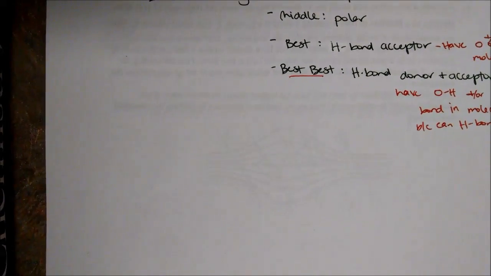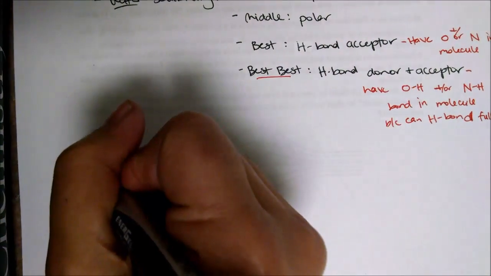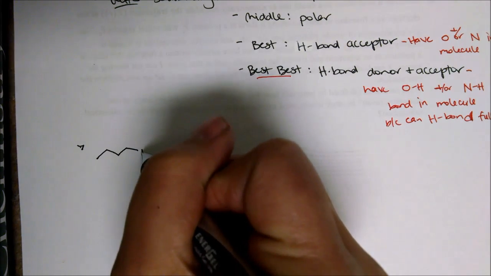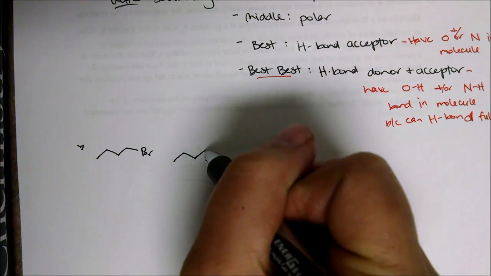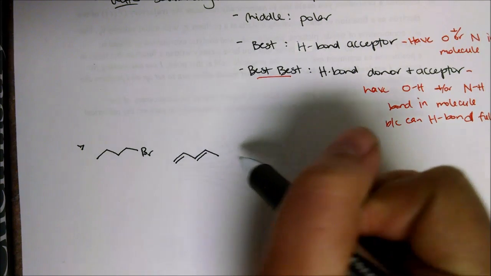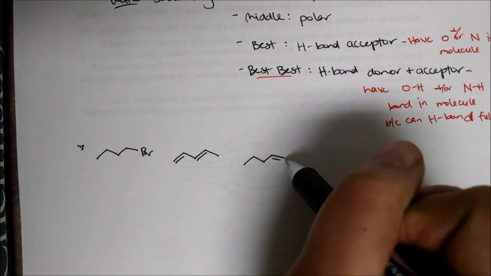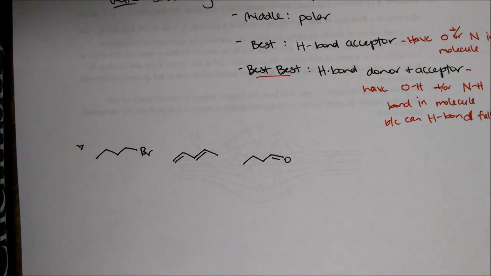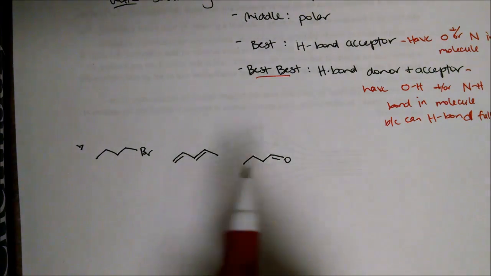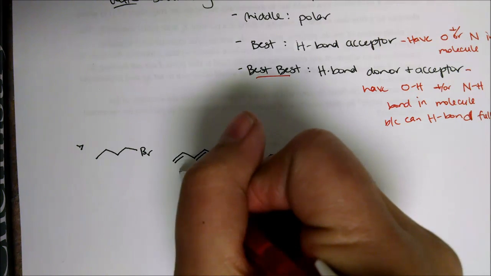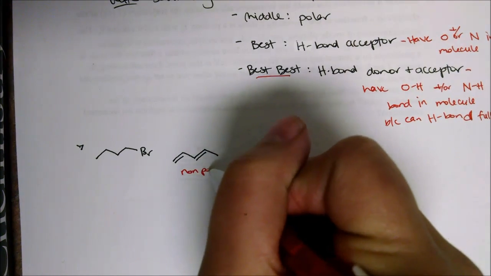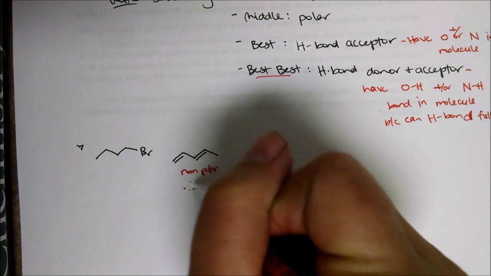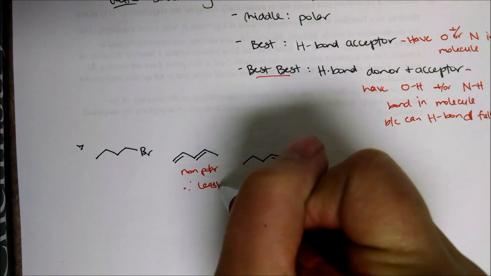Okay, so here we go. Rank in terms of water solubility. Okay, rank in terms of water solubility. So which one's going to be the least soluble? How about this nonpolar molecule right in the middle? All we have is carbon and hydrogen. Okay, so nonpolar, therefore least soluble.